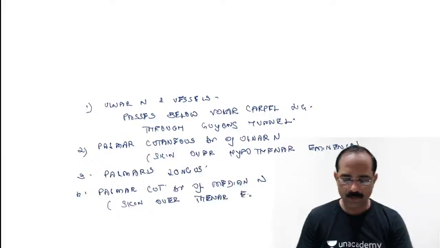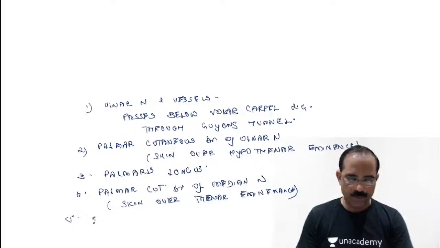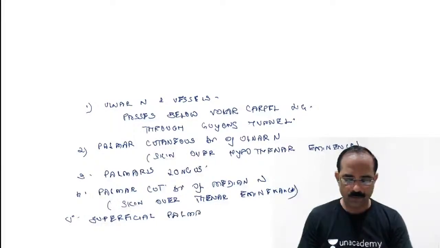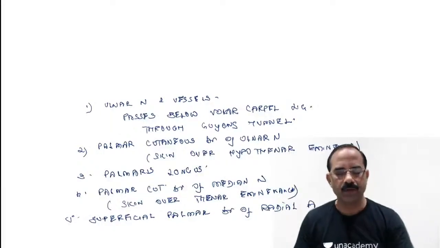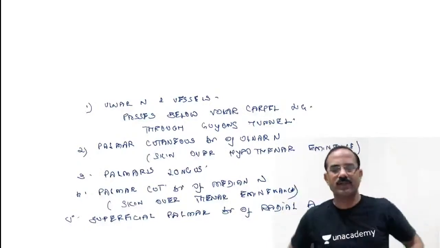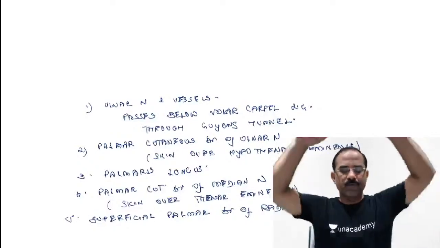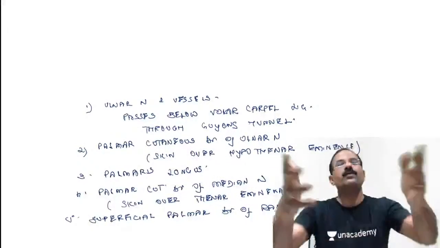It supplies the skin over the thenar eminence. And fifth is the superficial palmar branch of radial artery. The last one, number 5. अब ये क्या है superficial palmar branch? What happens to it? That we'll see later. So superficial palmar branch of radial artery. That's number 5. So these are the structures which go above the flexor retinaculum.